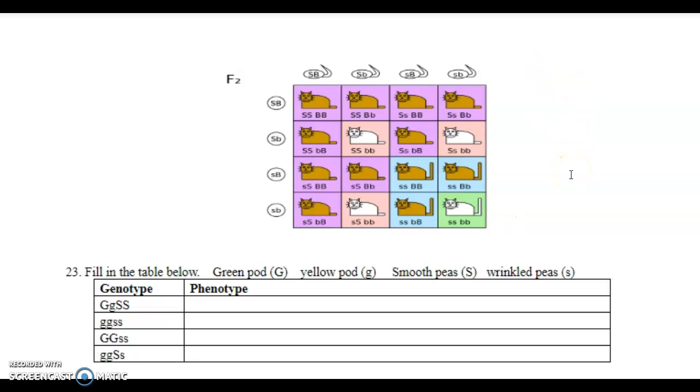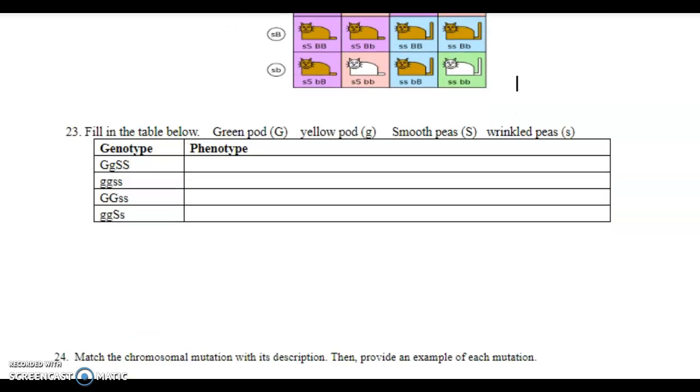23 says fill in the table below. Green pod is dominant, big G. Yellow pod is recessive, little g. Smooth peas is dominant, big S, and wrinkled peas is recessive, little s. So they gave us the genotype, and we've got to fill in the phenotype. Remember, phenotype means physical characteristics. So if we have a big letter for that trait, then it's going to show that dominant trait in the phenotype. We have a big G, little g, big S, big S. So big G would be green pod, and big S would be smooth seed. So this one would be green smooth.